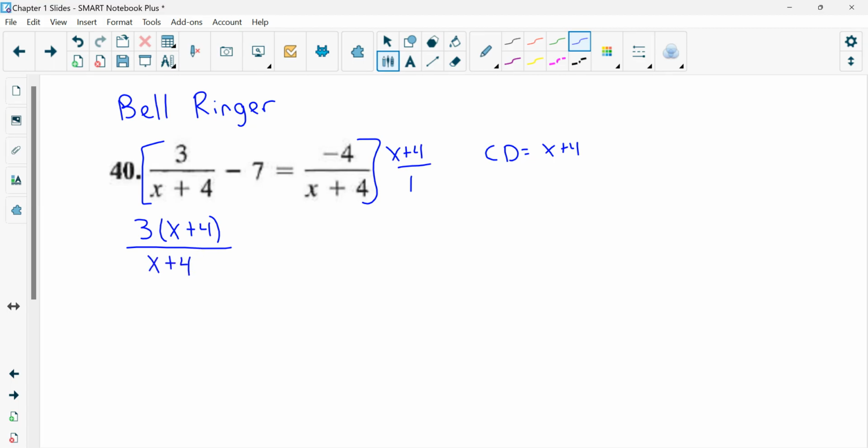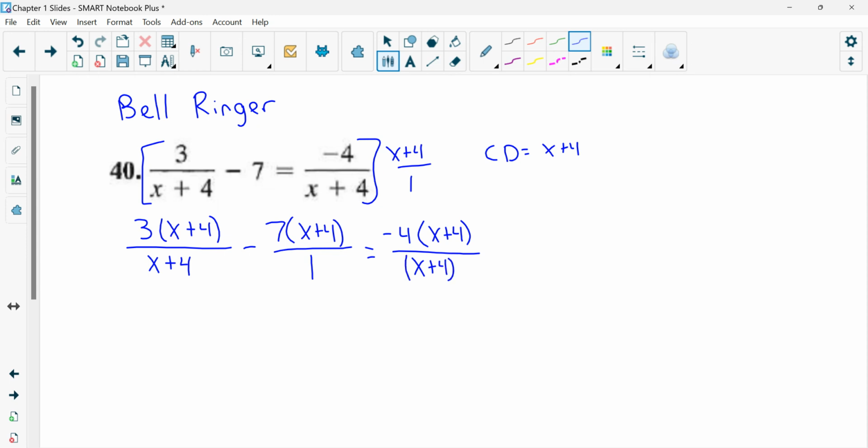All right, so I'm multiplying all the terms by x plus 4. So the first fraction would become 3 times the quantity of x plus 4. The bottom stays the same. Minus 7 times the quantity of x plus 4, that would be over 1. And then that's going to equal negative 4 times the quantity of x plus 4, over x plus 4.